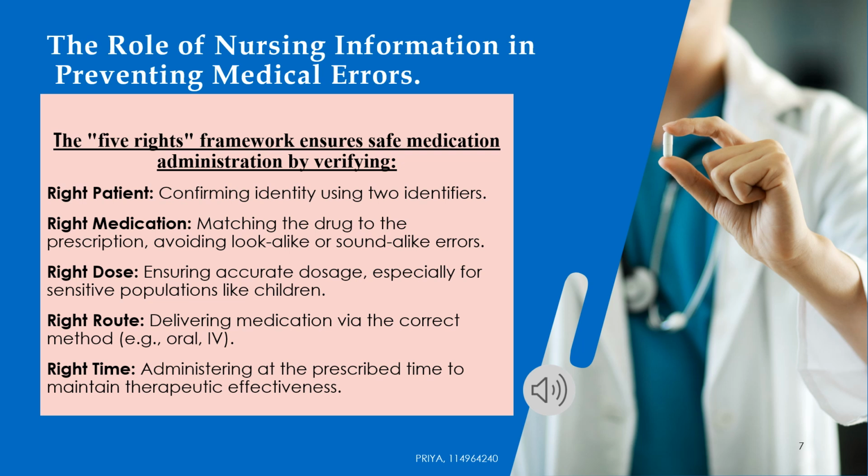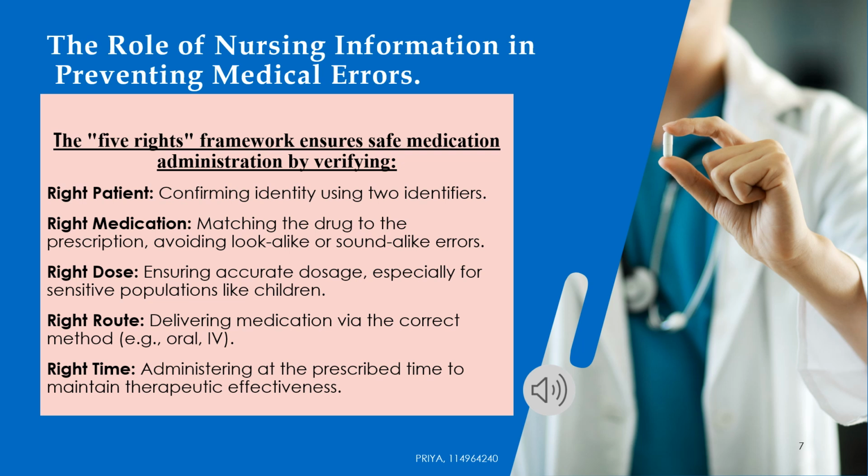Second step is right medication. Nurses can check the medication label against the doctor's order to avoid administering the wrong drug and the errors due to look-alike or sound-alike medication. Third is right dose. So nurses can confirm the exact quantity of medication to be given by calculating, and for elderly or critical care patients the dose is double-checked to prevent overdosing or underdosing.